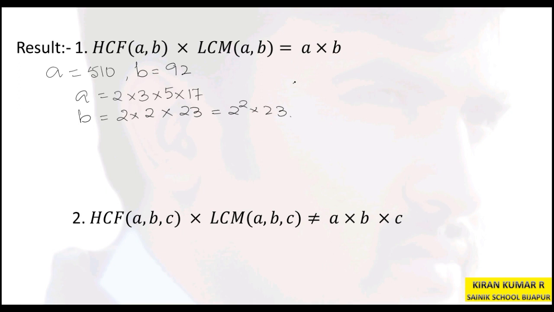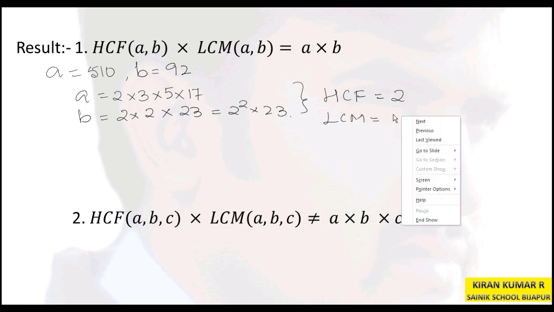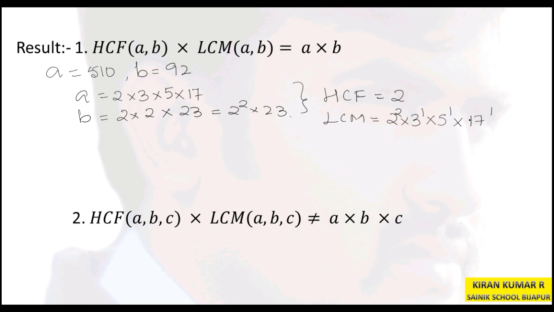In this case, the highest common factor is 2 to the power 1, nothing but 2, and the least common multiple is 2 square into 3 raised to the power 1 into 5 raised to the power 1 into 17 raised to the power 1 into 23 raised to the power 1. On multiplication, we get it as 23,460.